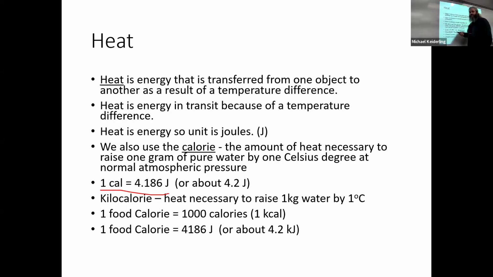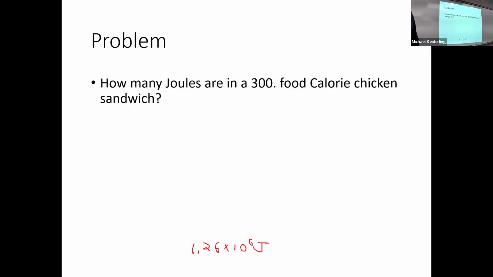So 1 calorie is about 4.2 joules, so 4.186 joules. That will be given as a conversion factor for the exam. 1 kilocalorie is the heat necessary to raise 1 kilogram of water by 1 degree Celsius. 1 food calorie is 1,000 calories, or 1 kilocalorie. So the calories you see on your food are not the same as actual lowercase c calories. 1 food calorie is 4,186 joules, or about 4.2 kilojoules. I will be clear about food calories versus regular calories.